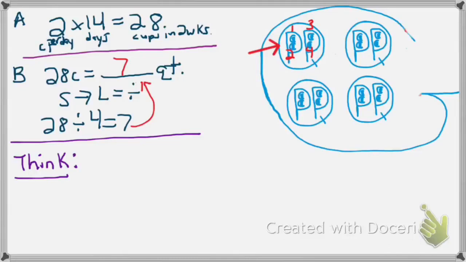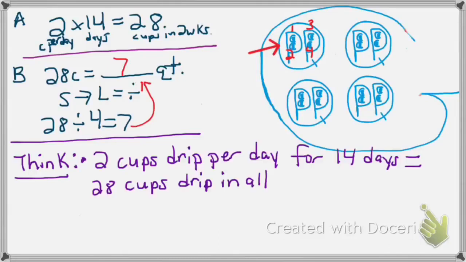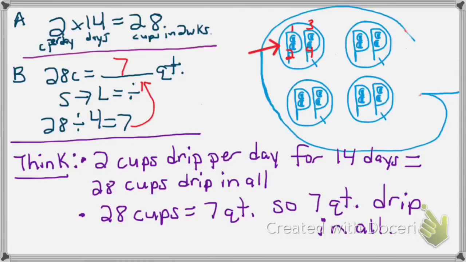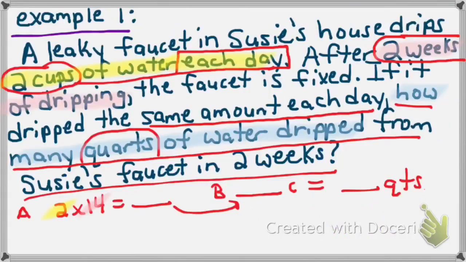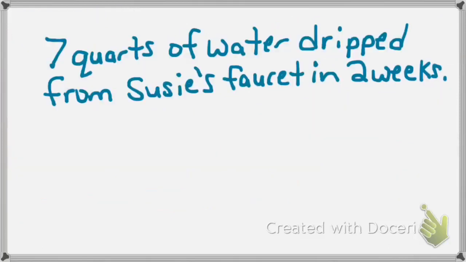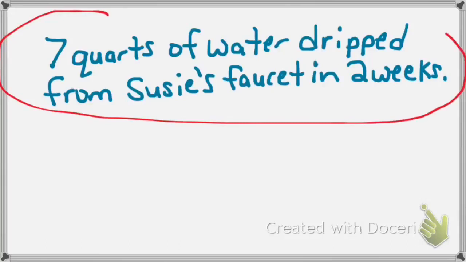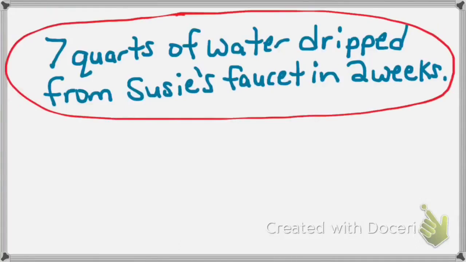So looking back at this whole problem, this is what we're going to be thinking. We're thinking that 2 cups drip per day for 14 days. So we found out in part A that that's 28 cups drip in all. In part B, we found that 28 cups equals 7 quarts. So 7 quarts drip in all. So I go back to my question, how many quarts of water dripped from Susie's faucet in 2 weeks? And let's answer that in our complete sentence. 7 quarts of water dripped from Susie's faucet in 2 weeks. And that's my final answer.